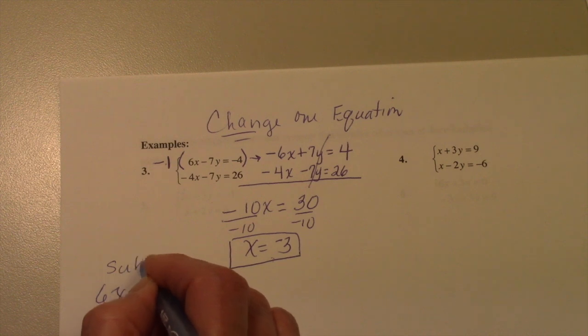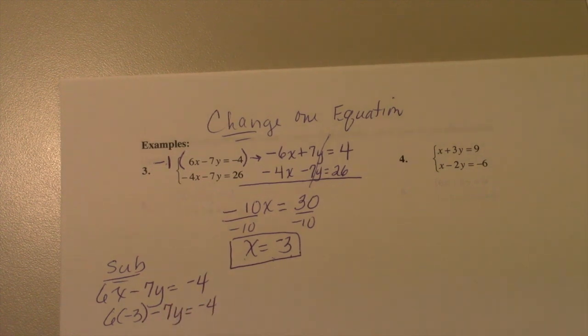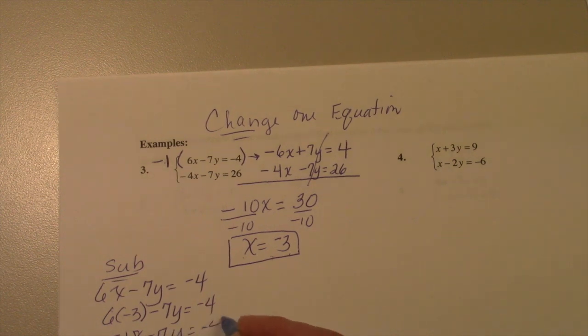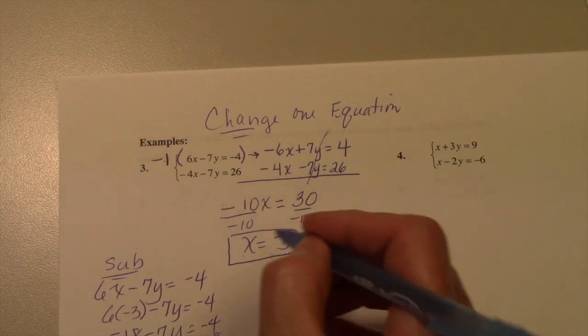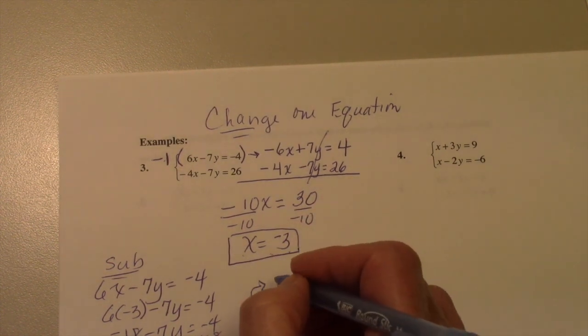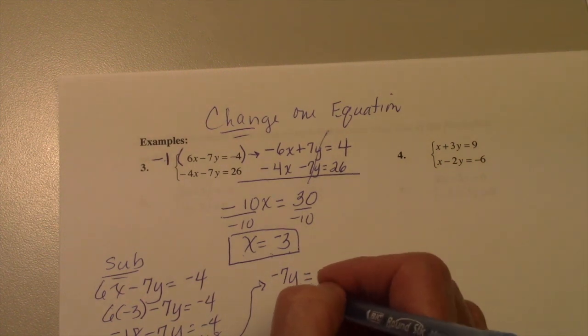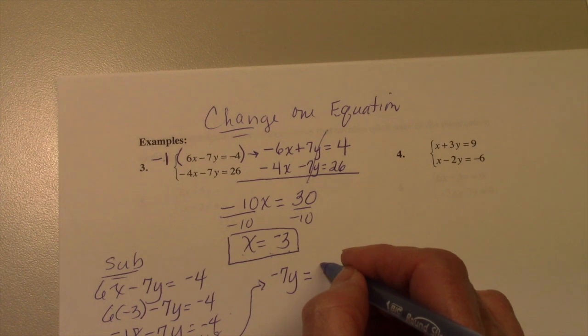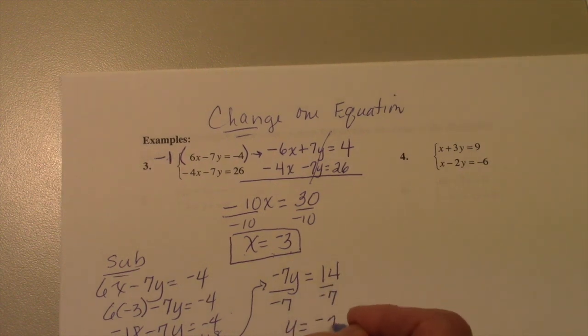So now, again, you're still substituting. X is negative 3. 6 times negative 3 minus 7y equals negative 4. Negative 18 minus 7y equals negative 4. Add 18, right? Add 18 over here. So I get negative 7y equals 18 and negative 4 makes 14. Divide by negative 7, divide by negative 7. So y equals negative 2.